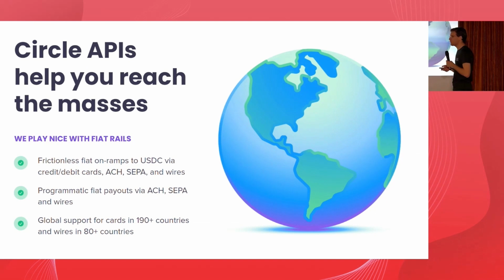So I want to switch tacks a little bit, at least for a little bit, to move from USDC to Circle APIs. So we've built this really nice thing called USDC, and now we want the world to use it. And we know that a lot of you folks also build super great things, and we want you to be able to bring that out to the rest of the world. And that means working not just with crypto, but also credit cards and debit cards and ACH and SEPA and wires and all these other kinds of traditional methods of moving money.